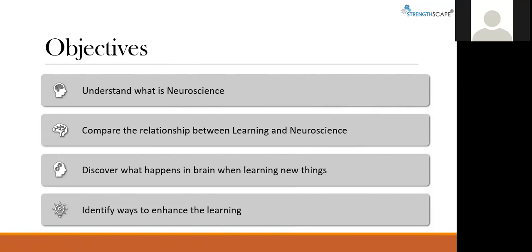Secondly, we will compare the relationship between learning and neuroscience. We will also discover what happens in the brain when we are learning something new. What are the kind of changes that happen in the brain when we learn something new? And based on all this, we will also identify ways to enhance learning. At the end of the day, that's what we are really here for. We are here to see how this information or knowledge can help us in enhancing our learning engagements or in making them more effective. And that's going to be the final takeaway from the webinar today.